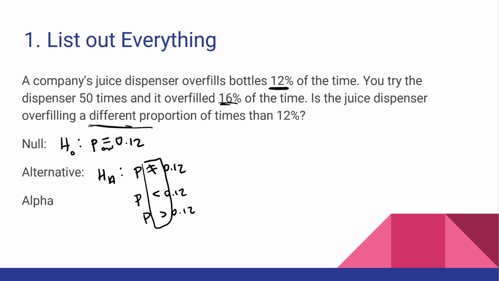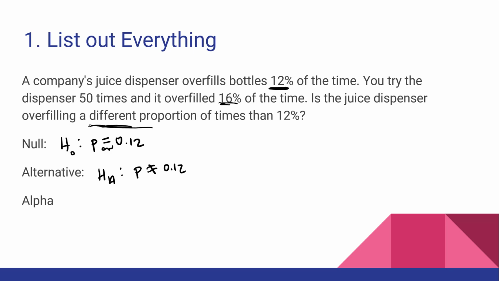In this case, because it said different, that doesn't specify a direction, less than or greater than, so we just go with not equals. But if it said, is the juice dispenser overfilling more proportion of times than 12%, then we would go with P is greater than 0.12 because the question has now specified a direction.